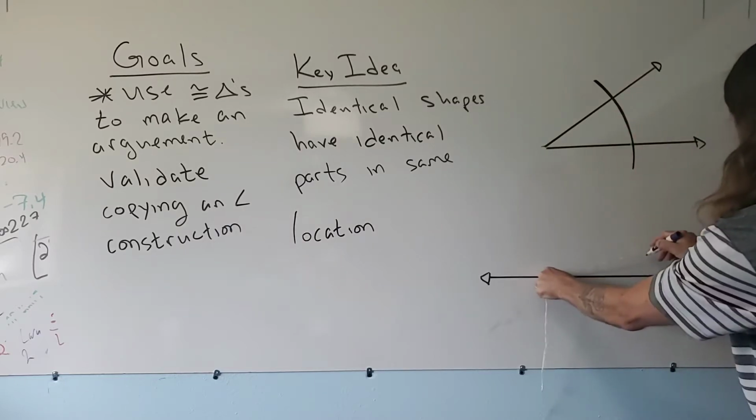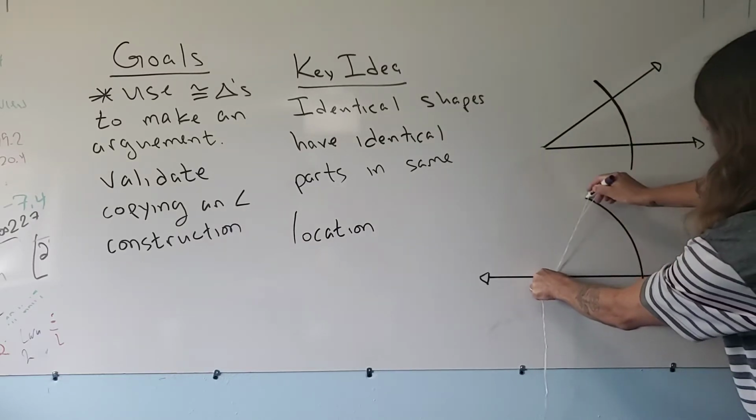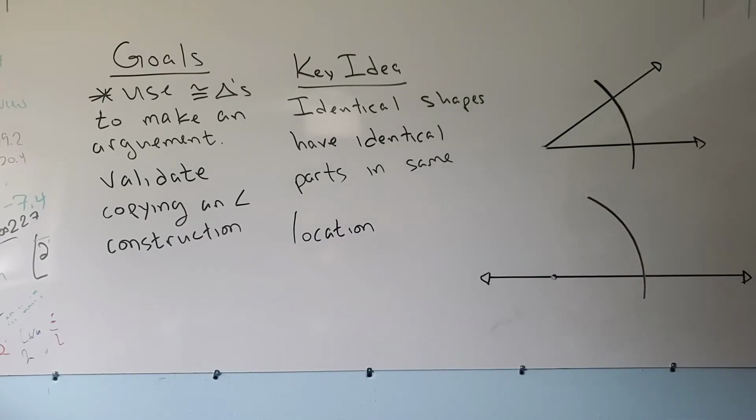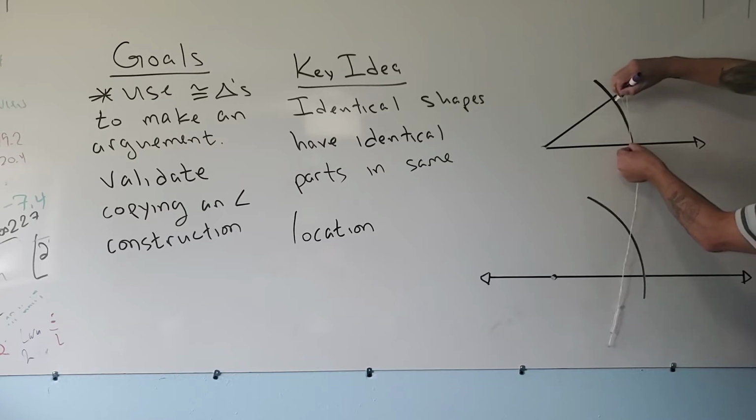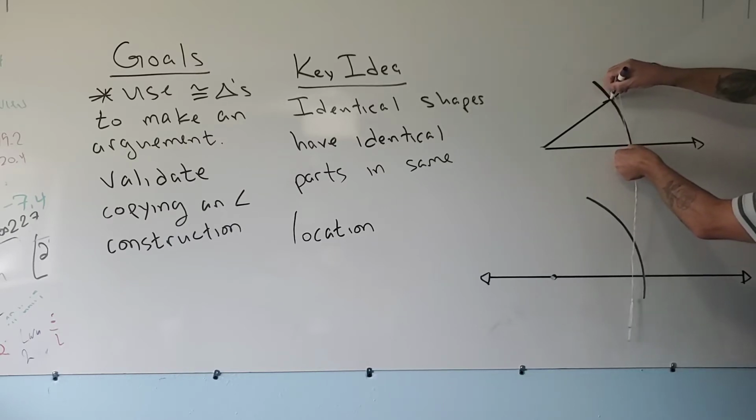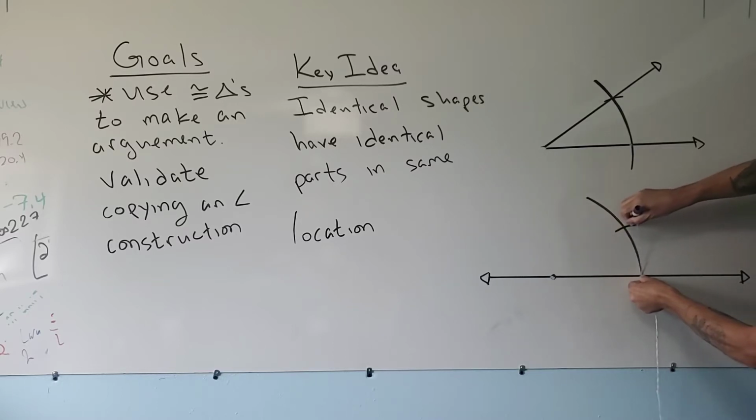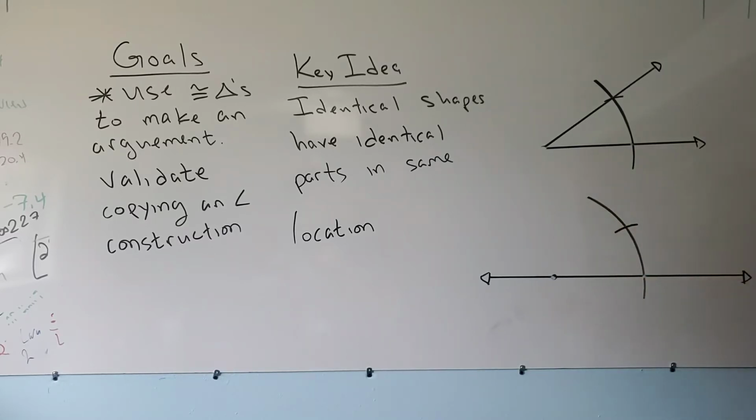I'm going to come down here, I'm going to copy it. Okay? Now the next thing I'm going to do is copy this length. I'm going to come down here and copy that. And then I connect some dots, right?